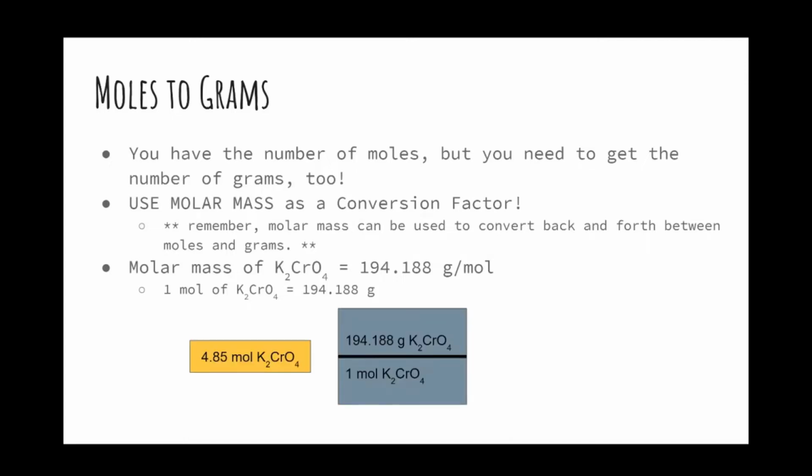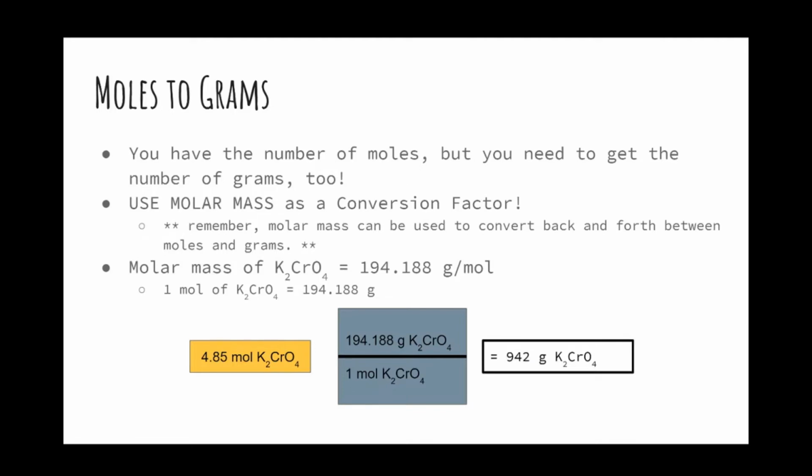So setting up my equation, I'm going to take my 4.85 moles of potassium chromate, and I'm going to multiply it by 194.188 grams of potassium chromate divided by 1 mole of potassium chromate. Notice that I put my mole in the denominator because I want my moles to cancel out. So what ends up happening is I'm going to multiply my 4.85 moles by my 194.188 grams of potassium chromate. And I get 942 grams of potassium chromate.